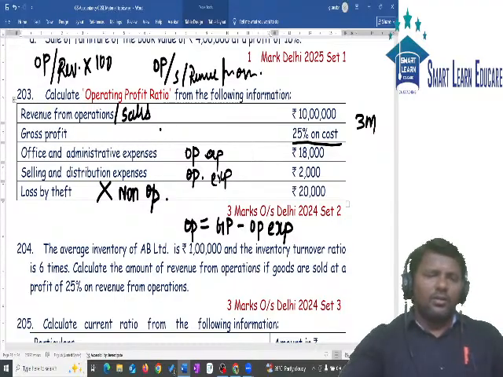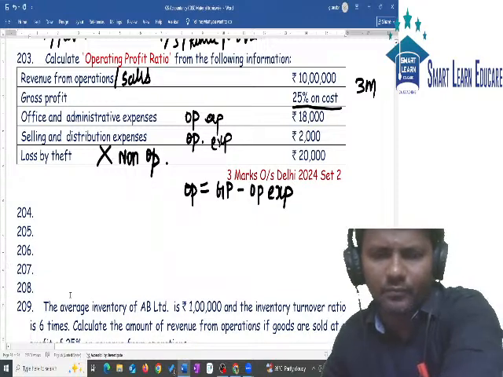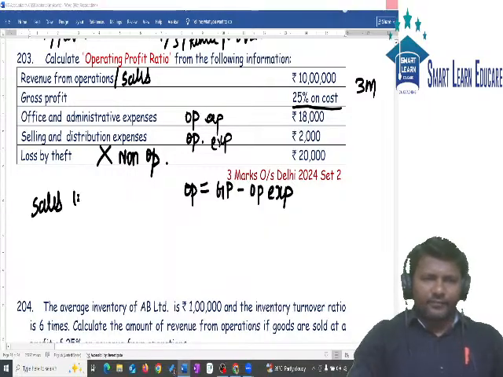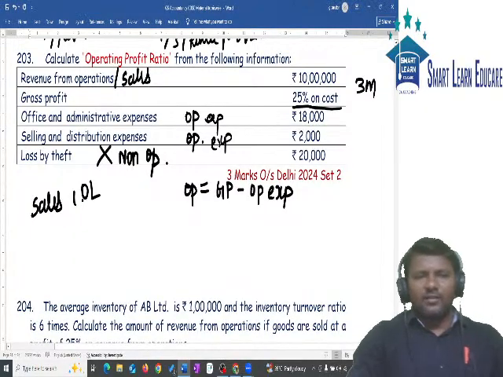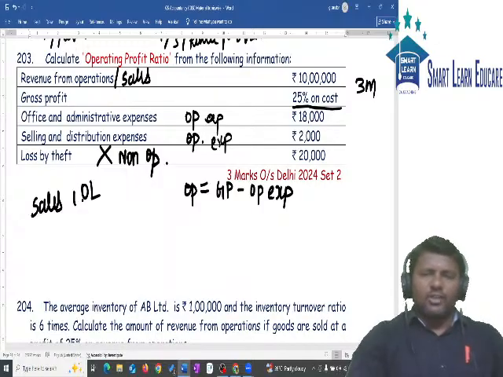First of all, what is the information given? Sales is 10 lakh. GP ratio is given as 25% on cost. GP is given in terms of cost. So what is GP? GP is equal to 25% on cost.